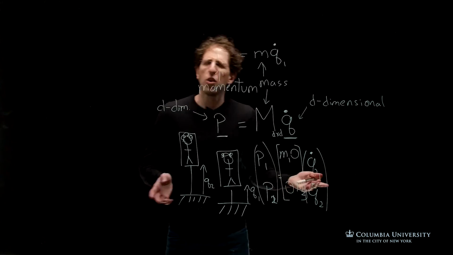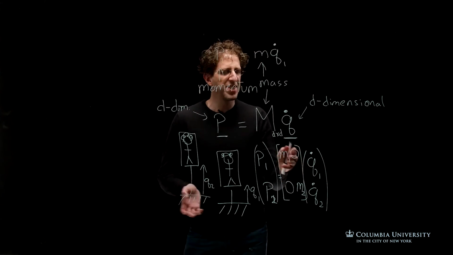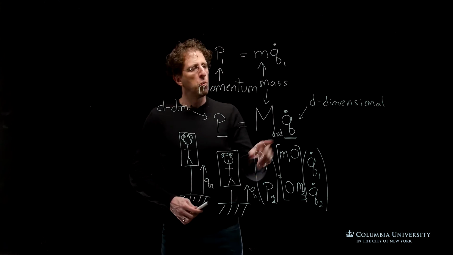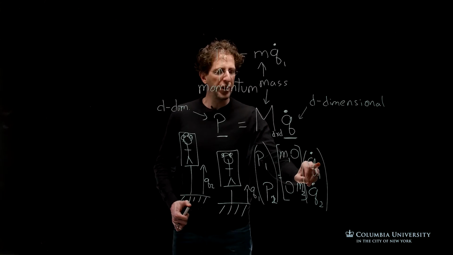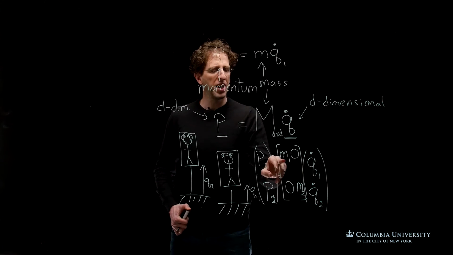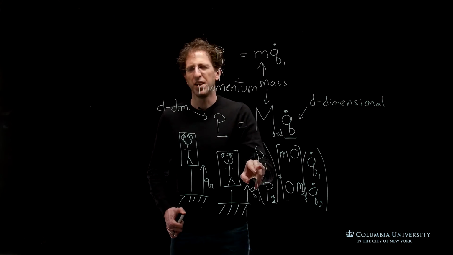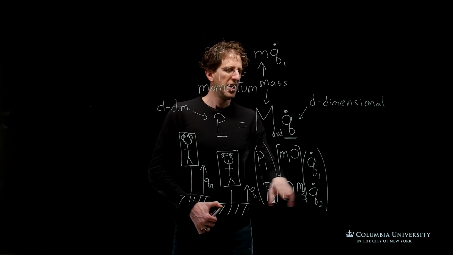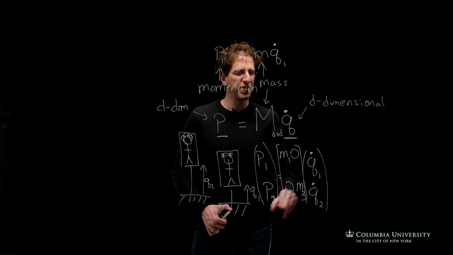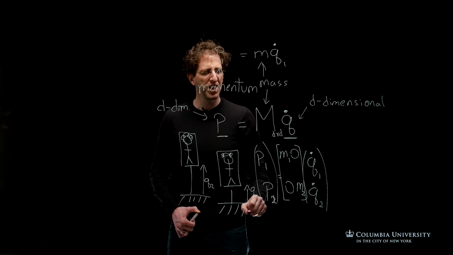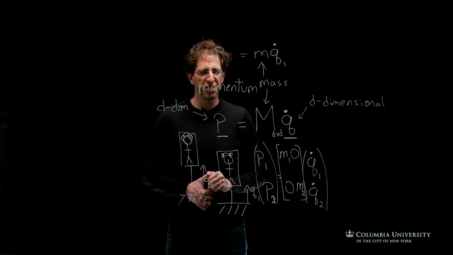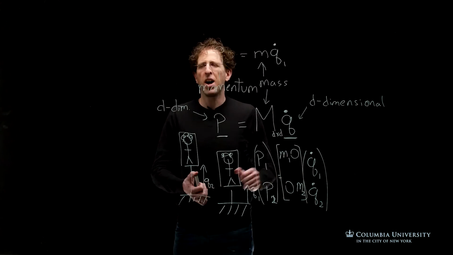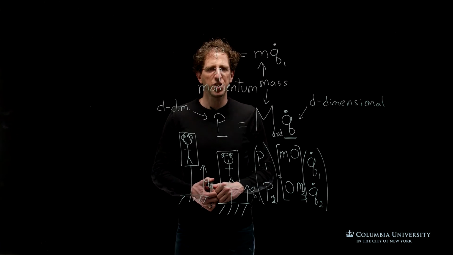So why bother with having this matrix representation? Why not just say the first degree of freedom, q1, has a certain mass that gives us a certain momentum. The second degree of freedom, q2, has a certain mass that gives us a certain momentum. Why bother with this more general representation?